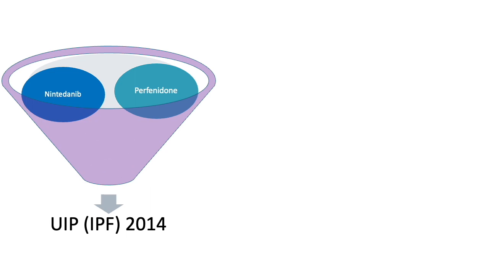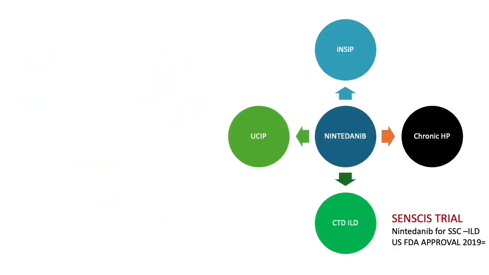And though in 2014 for UIP, IPF, nintedanib and pirfenidone both were approved, later on, once the SENSCIS trial came in for connective tissue diseases, for systemic sclerosis ILD in particular, and got approval in 2019, a lot of weightage was given to the role of nintedanib in other non-IPF ILDs.